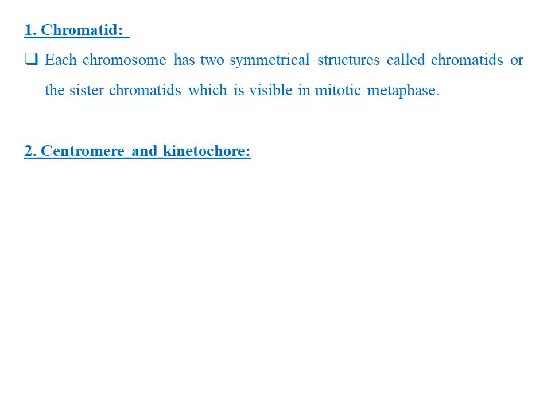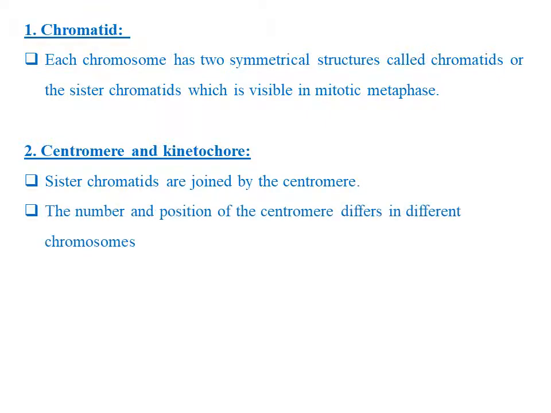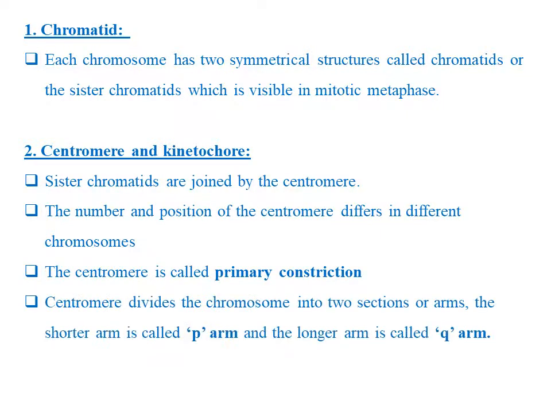Next is the centromere and the kinetochore. The sister chromatids are joined by means of the centromere. During cell division, the spindle fibers are attached at the centromere area. The number and position of the centromere differ in different chromosomes. The centromere is also called the primary constriction. The centromere divides the chromosome into 2 sections or 2 arms. The shorter arm is called the P arm and the longer arm is called the Q arm.